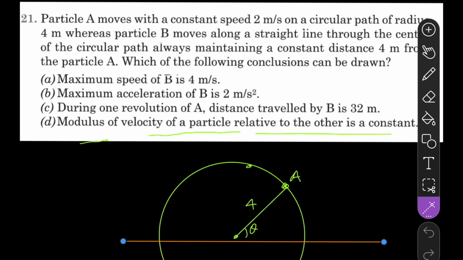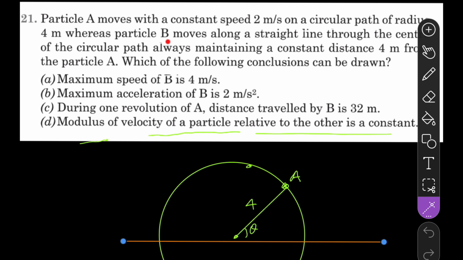Particle A moves with a constant speed of 2 meters per second on a circular path of radius 4 meters. So it's a circle on which a particle is moving with speed 2 meters per second, and the radius of this circle is given as 4 meters.